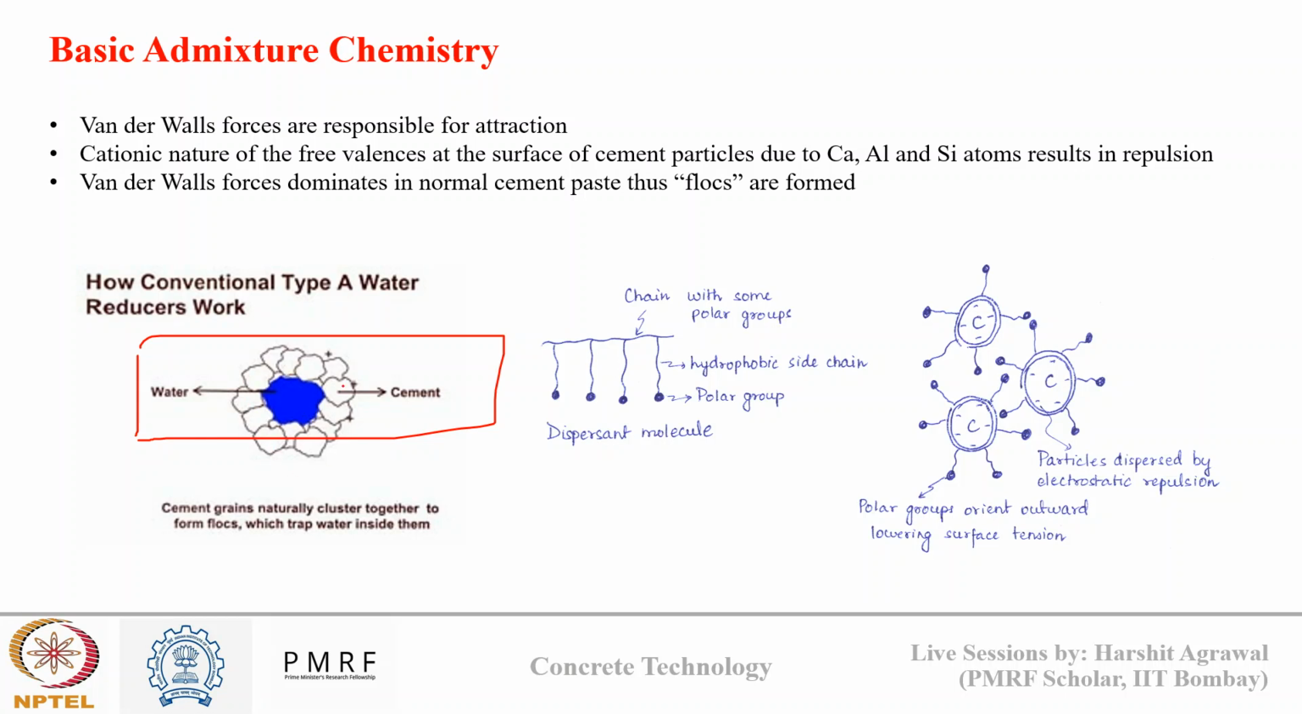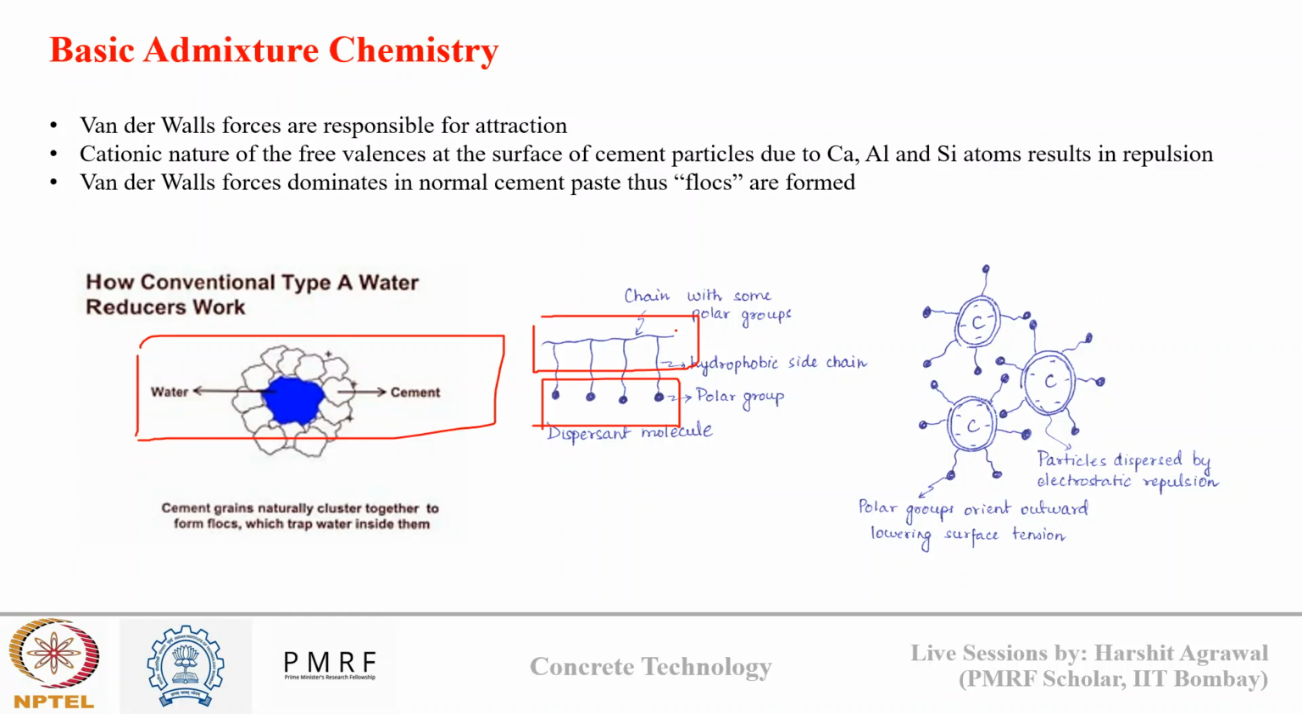Now, when I add SP, a super plasticizer, what happens? My SP has a polar group, which is water loving, a hydrophilic group, and I have a hydrophobic part, which is water repelling. So polar group is known as water loving, non-polar group is hydrophobic or water repelling. Now what happens? These SP molecules try to cover the cement grains, such that the non-polar groups will cover the cement grain while the polar group will disperse out towards the water.